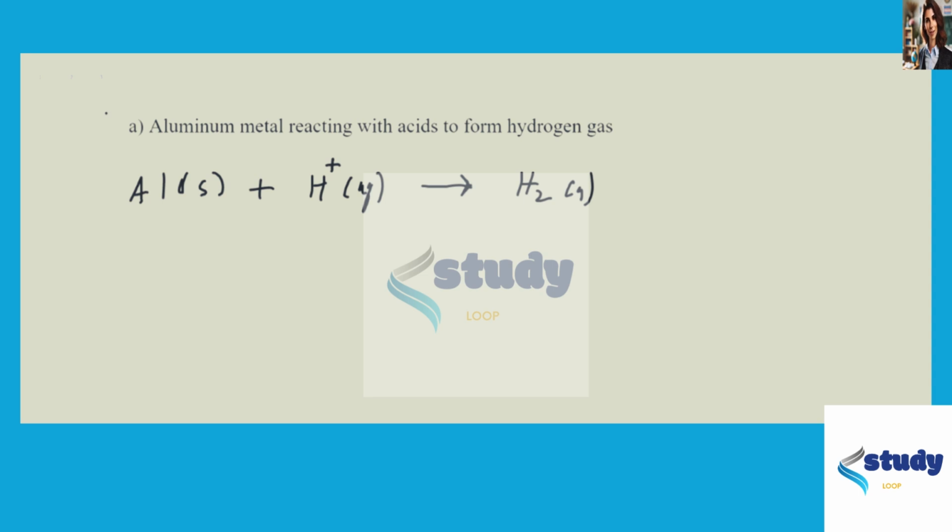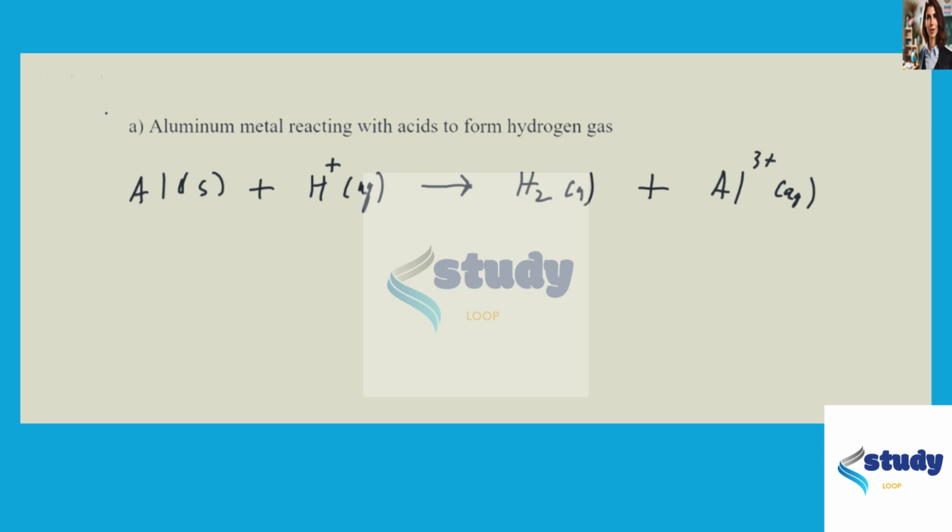For one, that H2 gas, we can see that this hydrogen, this H+, goes from the +1 oxidation state to 0. So hydrogen is reduced. In order for this reduction to occur, aluminum has to be oxidized. So there's going to be some aluminum ions in the product, and aluminum forms 3+ ions. So that's going to be our other product. So we have aluminum solid plus H+ goes to hydrogen gas and aluminum 3+.